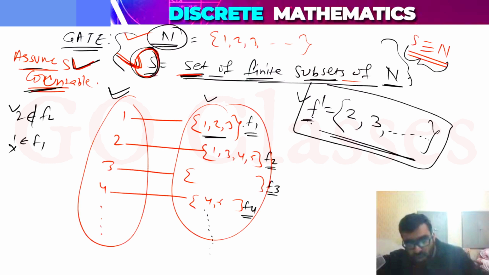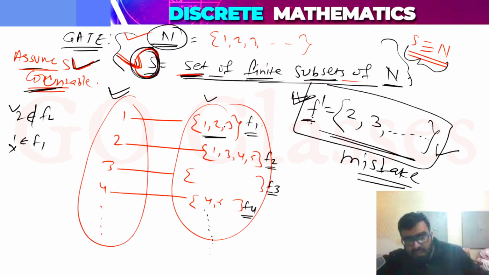So I hope that everyone got what I am trying to say. Whenever you apply this Cantor diagonalization method, you need to take care of these things. Whatever element you create, first of all, that element should belong to your set S. That is the first requirement. The second requirement is that the element should be different from every element. So you can see this is the mistake, and this is the mistake here.